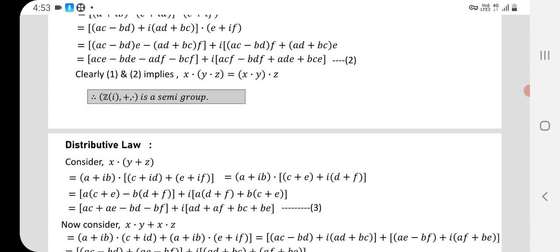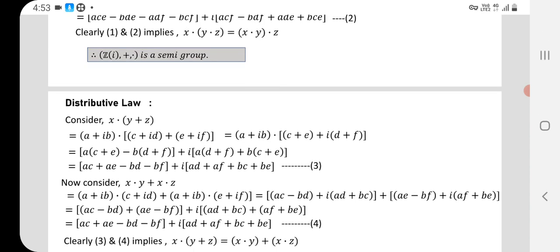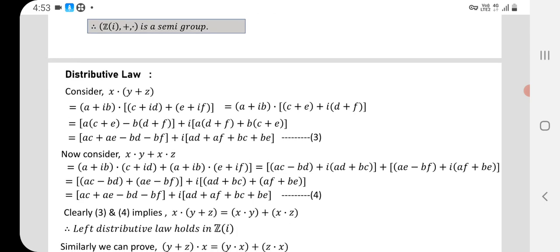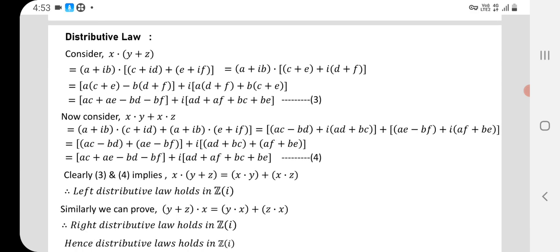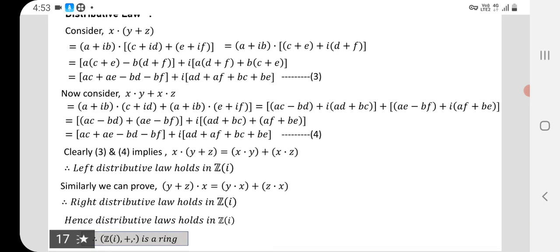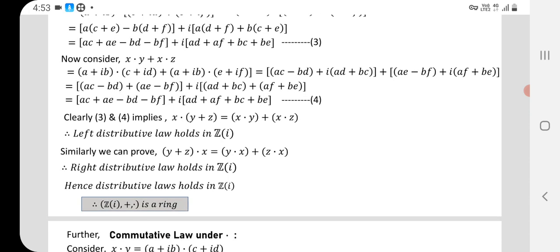And the distributive law. Let's say the first one, the left distributive law. Now you can take it like that, it is equation number 3, and the right distributive law. Now you can take the equation in the form of 4. We can conclude that 3 and 4 are equal. Therefore the left distributive law holds in Z[i]. Similarly we can prove y plus z dot x equals y dot x plus z dot x. Therefore the right distributive law holds in Z[i]. Hence the distributive laws hold in Z[i]. Therefore the set of all Gaussian integers under addition and multiplication is a ring.